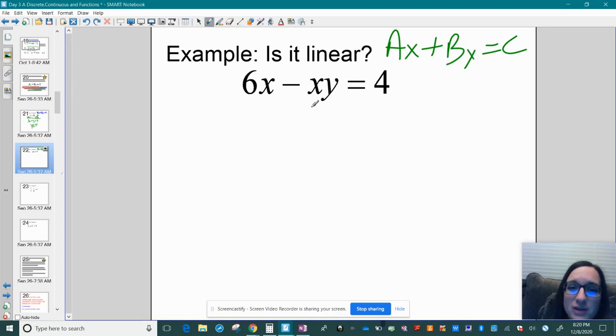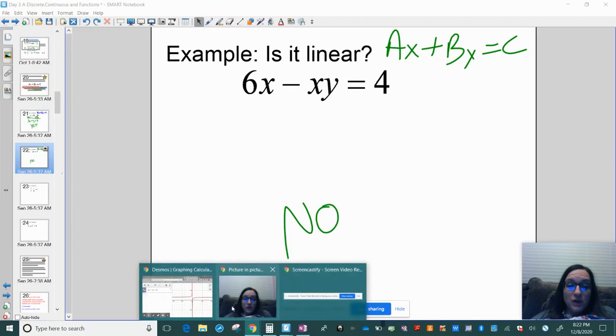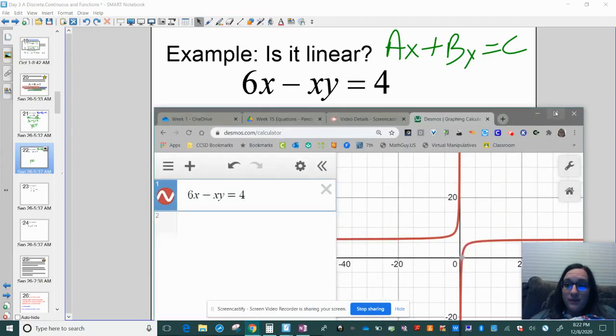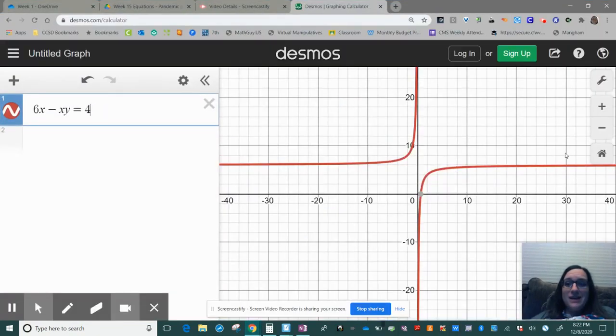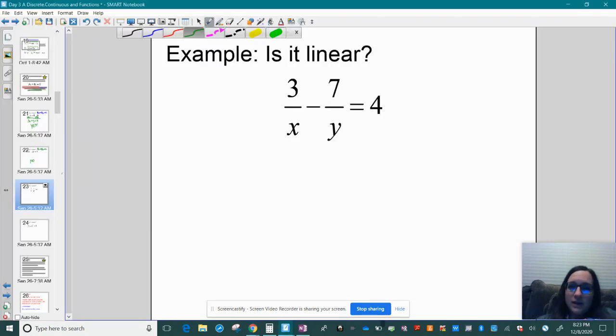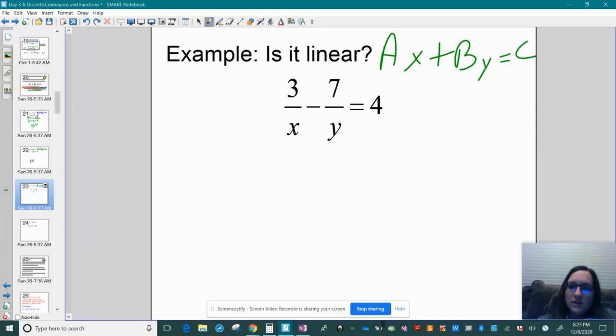Since we have two variables, it'll make our graph look different. We can check it on Desmos just to be sure, and we can see that that is not a line. Our goal is to get it into ax plus by is equal to c format. Well, 4 is over there, good to go. We do have a y here, but that's not 7/1. If we're dividing by y, that would be like b over y and a over x. That's not quite going to work.